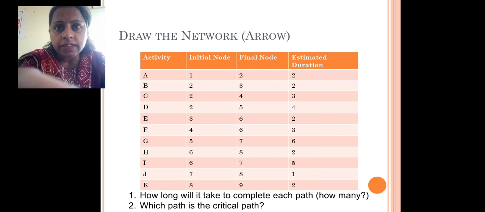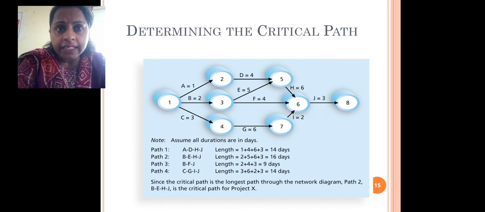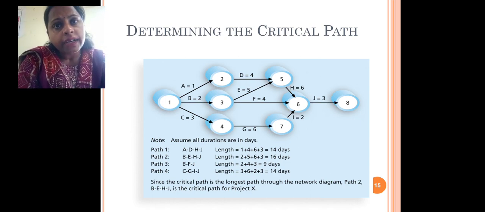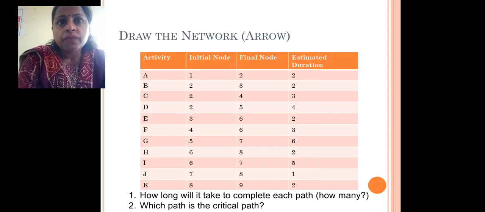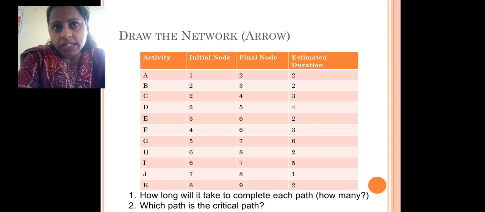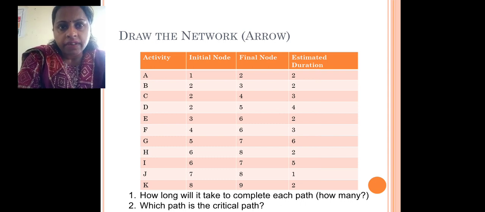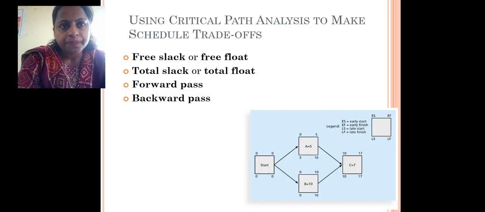As we can see in the previous slide, activity A starts from event number 1 and ends on event number 2. Fine. So initial nodes are 1 and ending nodes are 2. For activity A in this slide, the initial node is 1, the final node is 2. For B, the initial node is 2 and the final node is 3. For C, the initial node is 2 and the final node is 5. And estimated durations are given. So how long will it take to complete each path and which path is the critical path?